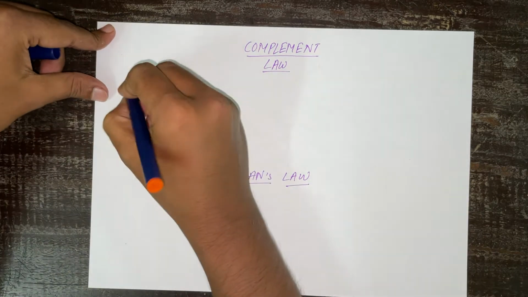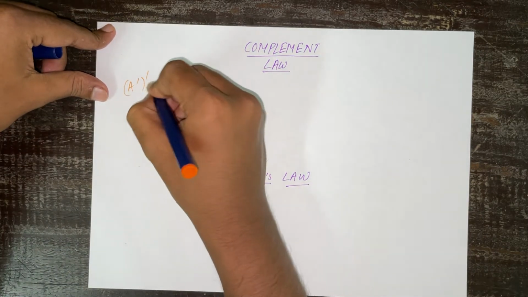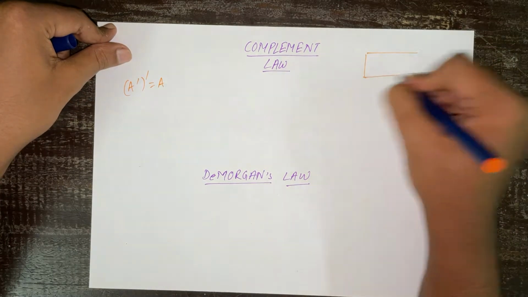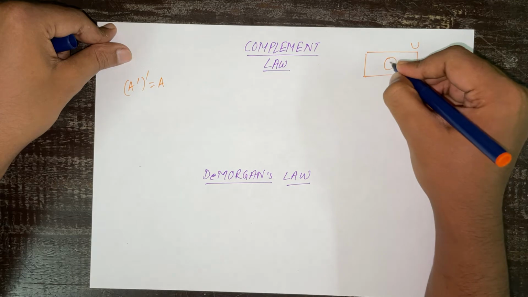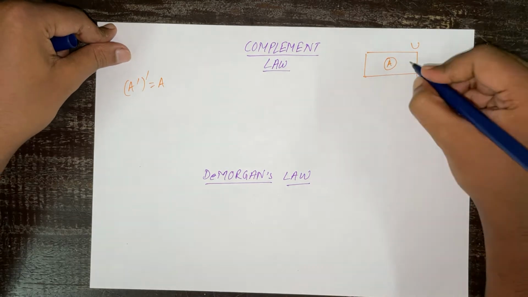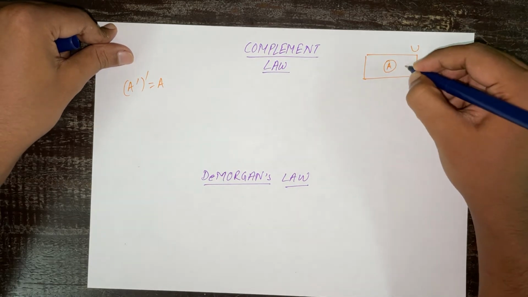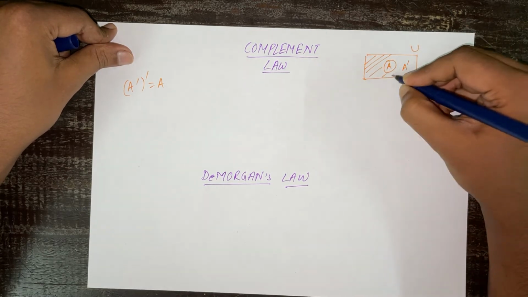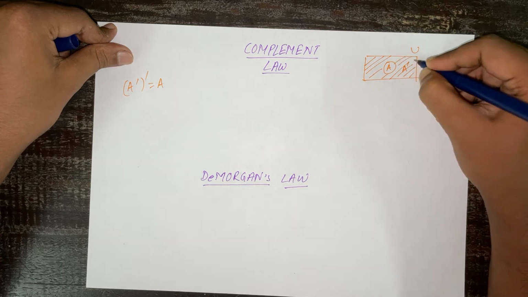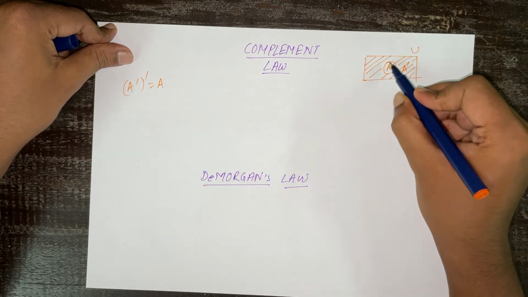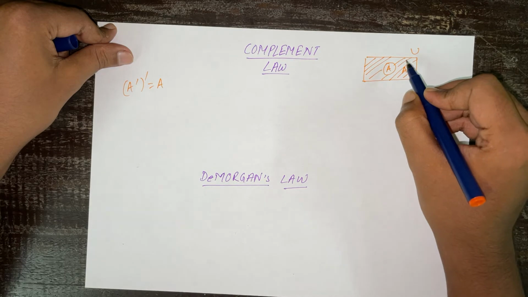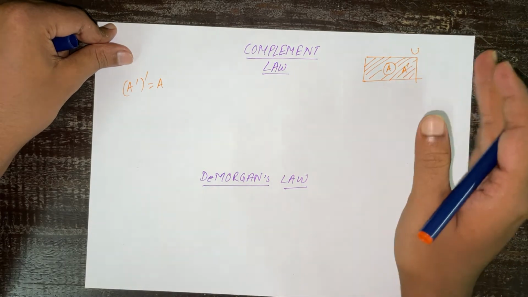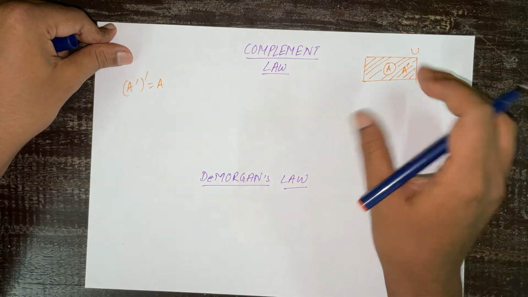First one, we have A complement complement equal to A. First of all, what does complement mean? Suppose we have a set here. This is the universal set and this is the set A. If this is the set A, then A complement is the region other than A. If I shade this whole region other than the region A, it is called the A complement region. Complement means do not include that. A complement means don't include A, every other part.